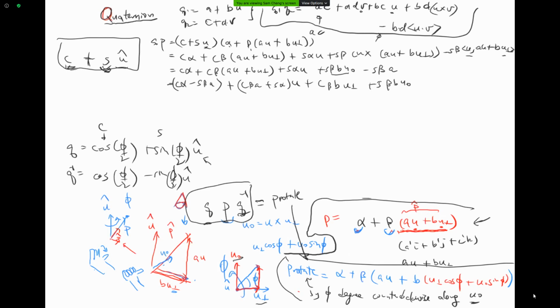So this part. So if I want Q times P times Q inverse, then I have this guy here. The whole thing, I'm not going to copy the whole thing. It's going to multiply by C minus SU. So C minus SU is multiplied to this, and then let's see. I have real terms here, C alpha minus S beta A. This multiplied by C, and then let's see.